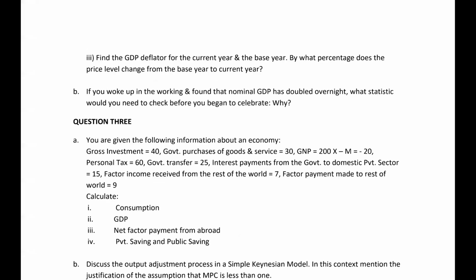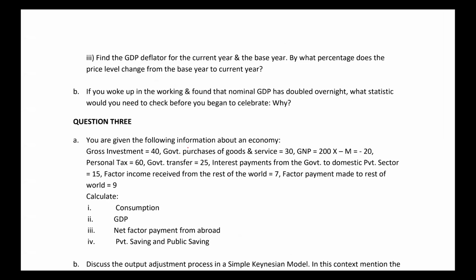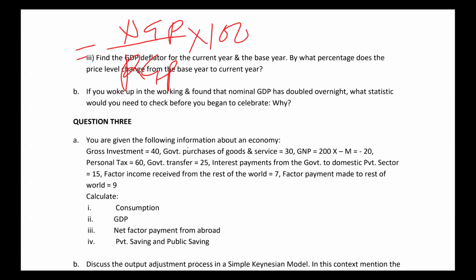Now, let's get to finding the GDP deflator of the current year and of the base year. So now, how do you find the GDP deflator? This is the key message you need to take home. A GDP deflator is found by saying nominal GDP divided by the real GDP times 100. That is how you find the GDP deflator.